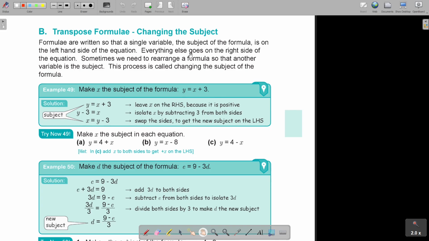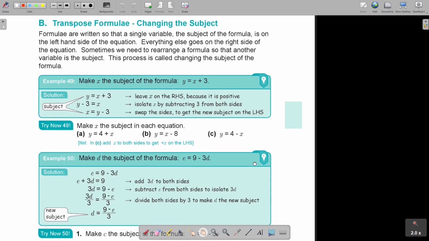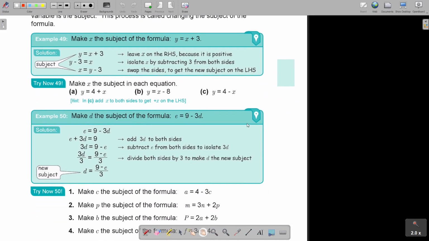Sometimes we need to rearrange a formula so that another variable is the subject. This process is called changing the subject of the formula. You use it also in other subjects like physical science. Very important. Okay, so I'm going to explain 50 because it's a very simple one that's in the question paper. So maybe I'll just start with 49.